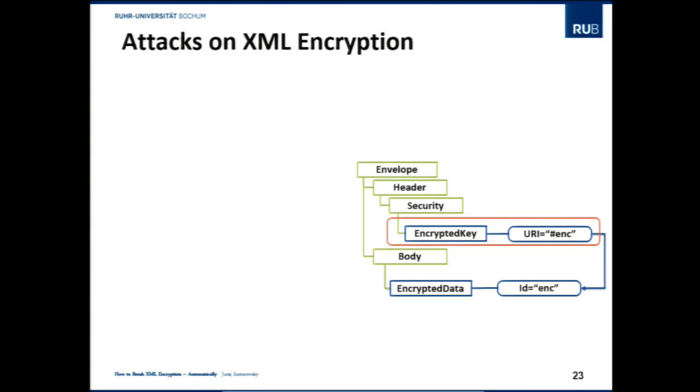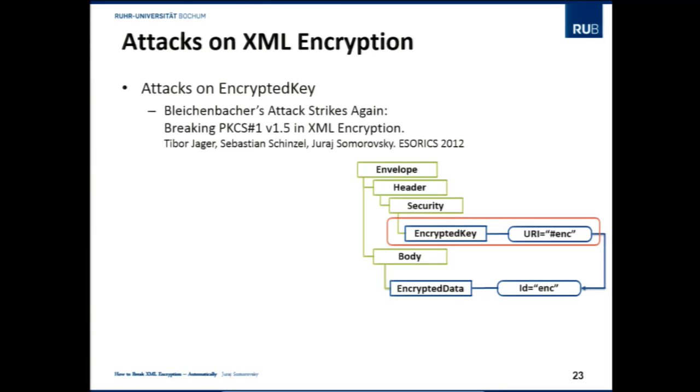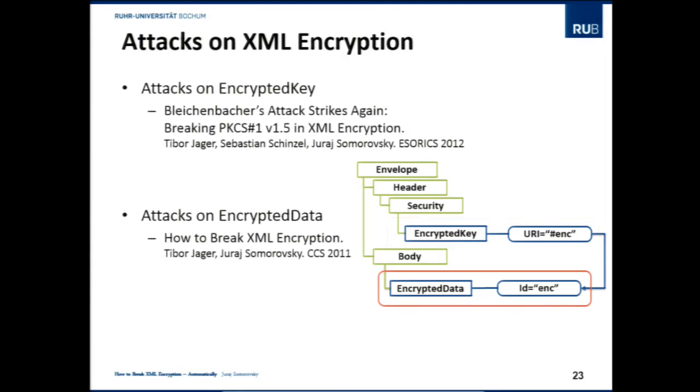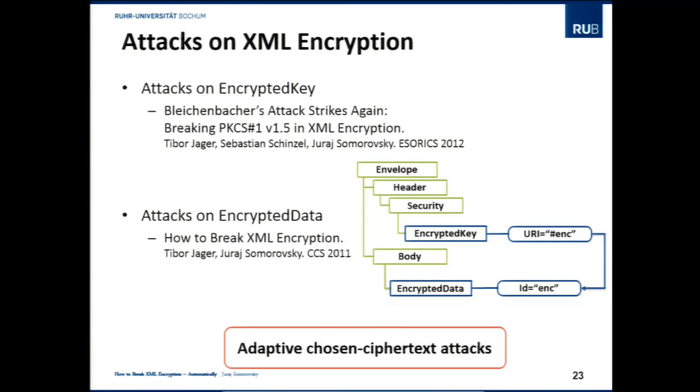The problem is that in 2012 we presented attacks on the asymmetric encryption scheme. We used the so-called Bleichenbacher attack, maybe you know it, from 1998. And we showed how to extract the symmetric keys from the web service. And in 2011 we also showed attacks on encrypted data, so we could decrypt the plaintext data from the web service. I will show you a demo later.